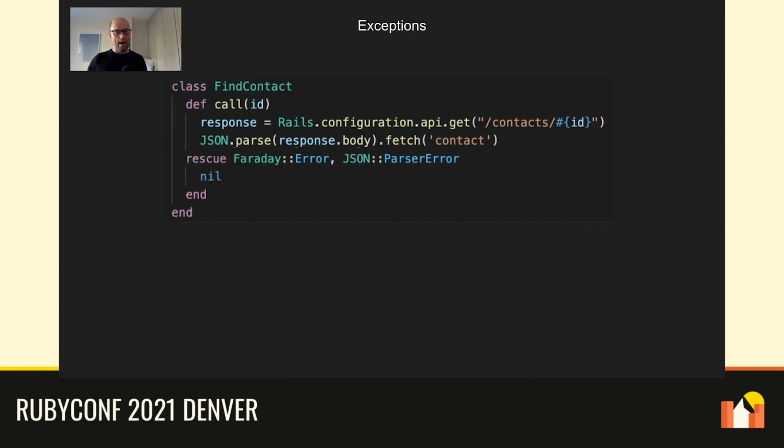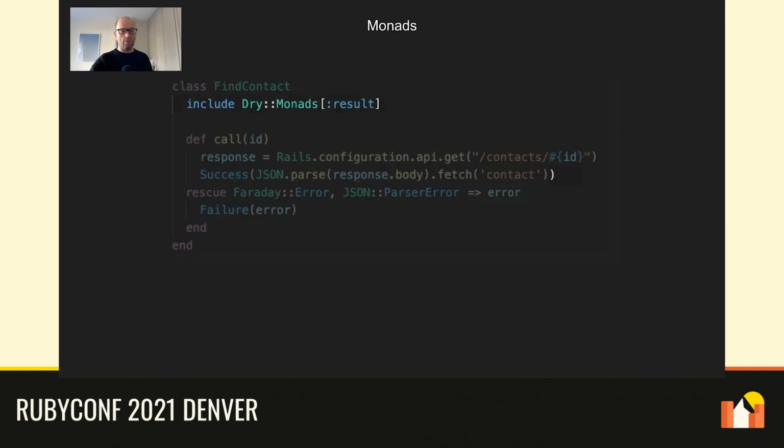So let's take this code that we had before and convert it to using success and failure. Here's what it would look like. First of all, we include dry monads. Second of all, we wrap what was coming back, this will be a hash, in a success. So it's now a success wrapping a hash instead of just a plain old hash. And finally, we rescue that error exception and we wrap it in a failure. Now this is super cool because it means we have that error later on in whatever we want to do with it. We'll come on to more examples with that later on.